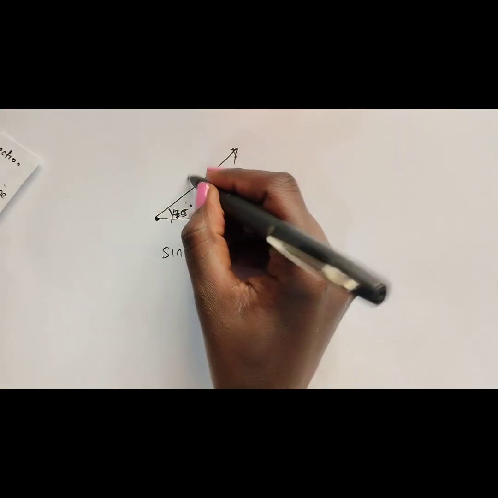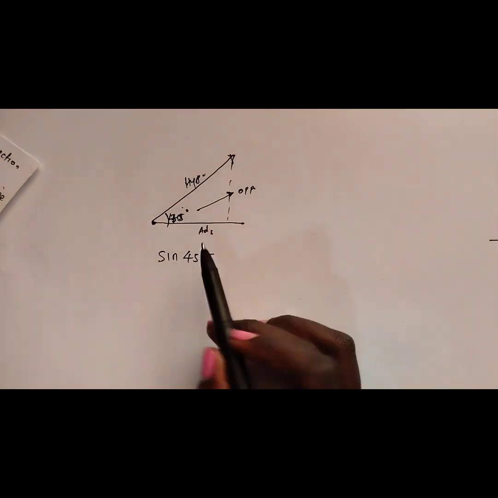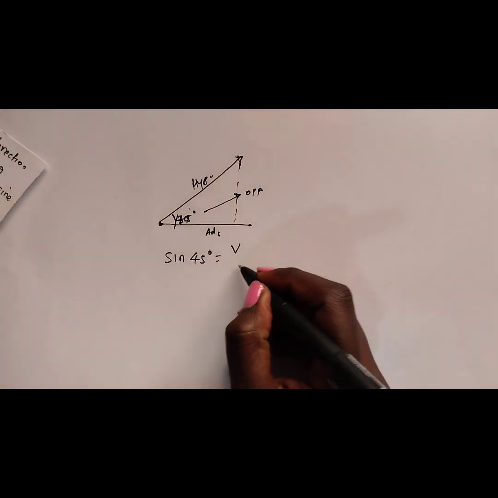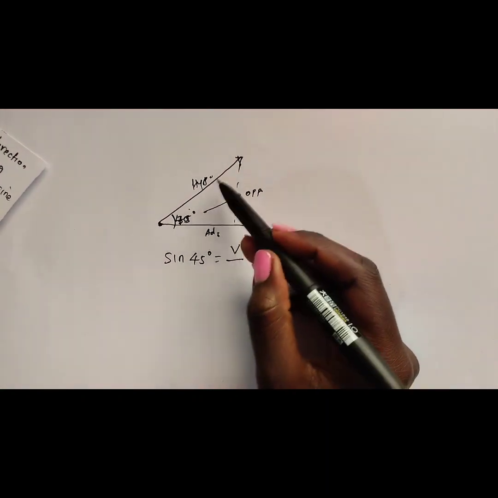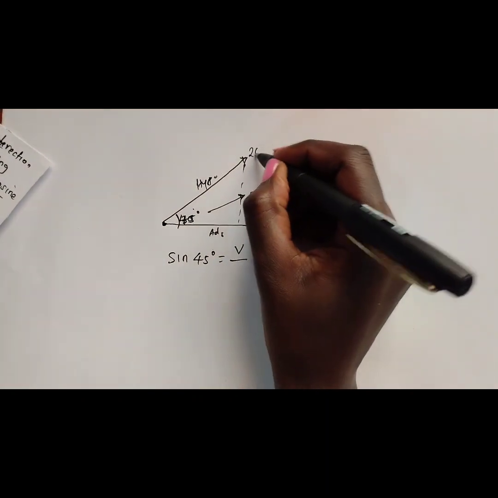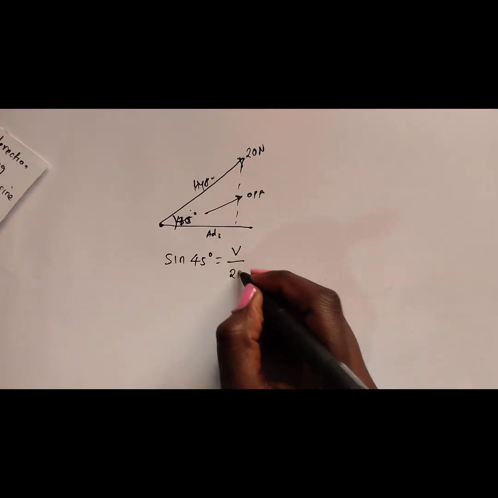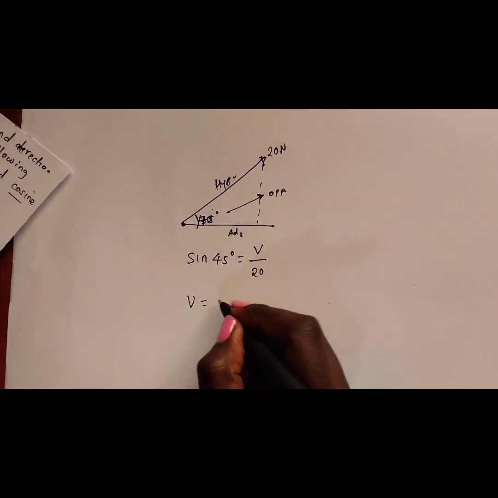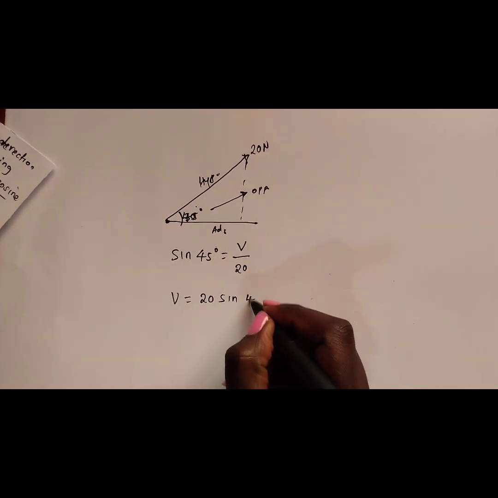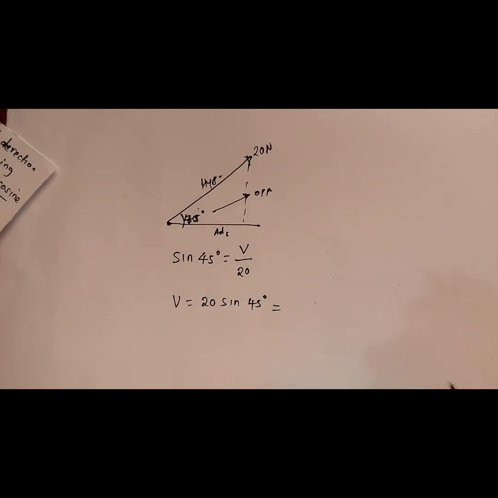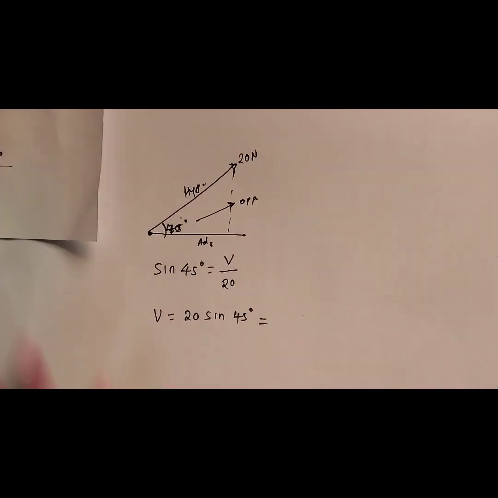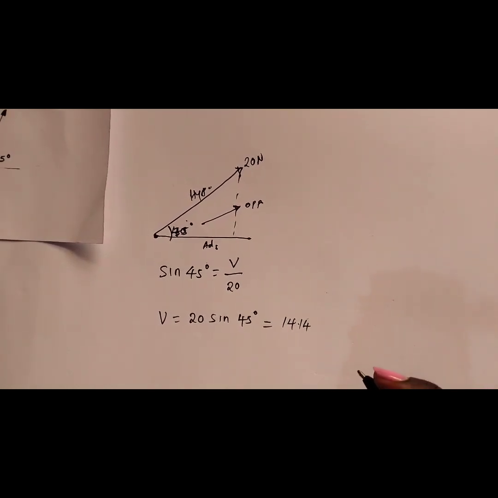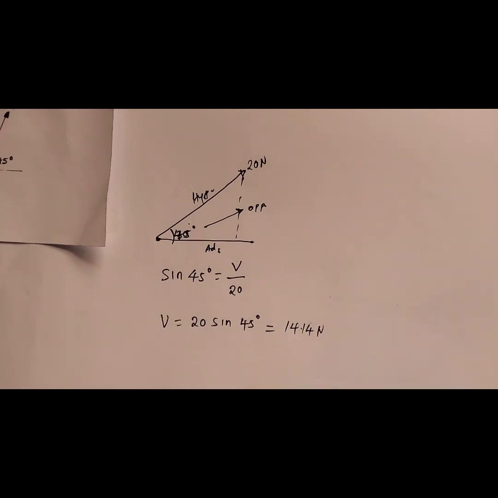So this is our hypotenuse. Now opposite is what we want to find, which is our vertical component, remember that, and our hypotenuse is the magnitude of this force. The magnitude of this force was 20 newtons, so we'll have 20 newtons here. Now our V would be 20 sine 45 degrees. Get the value for that. 20 sine 45, if your math is correct as mine, I'm getting it as 14.14 newtons.